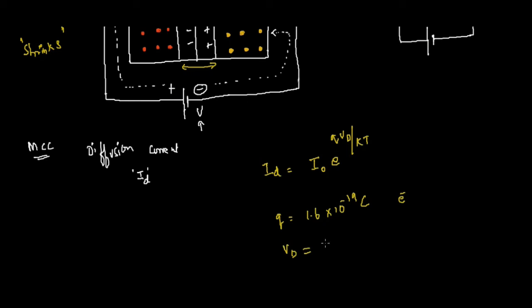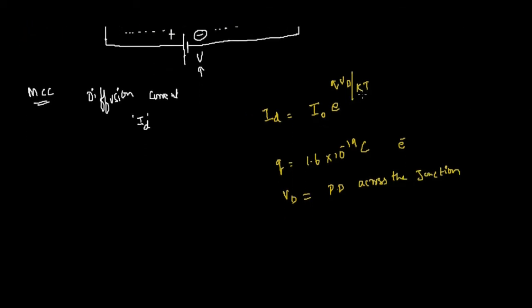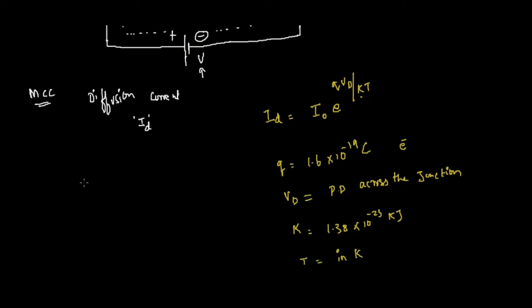The potential difference across the junction is mentioned in terms of volts, and K is a constant. K is Boltzmann's constant, which is 1.38 multiplied by 10 raised to the power minus 23 joule per Kelvin. I'm sorry, it's been written as Kelvin per joule, but it is actually joule per Kelvin, and the temperature here, T, is in Kelvin.